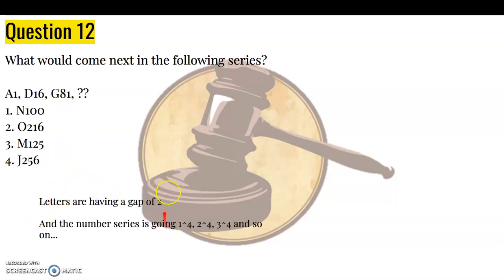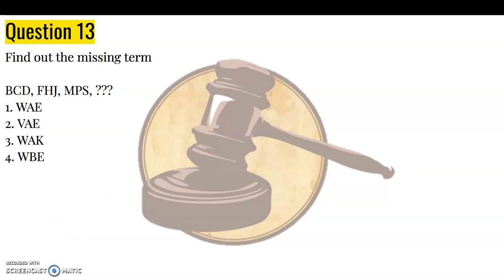Letters are having a gap of 2, and the number is having a gap of the square of the square, that is raising to the power of 4. So even if we had sorted out only the letter part, we could have easily marked answer number 4 without even looking at the numbers. So this is a trick that can be really useful when dealing with alphanumeric series. Now let's move on to the next question.